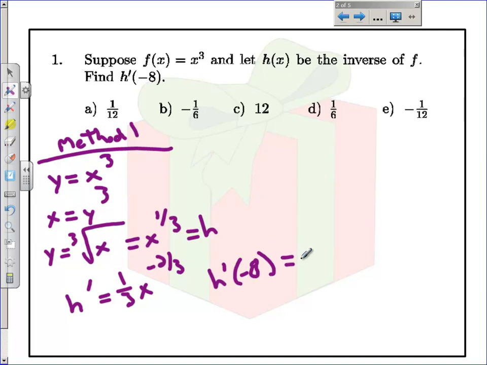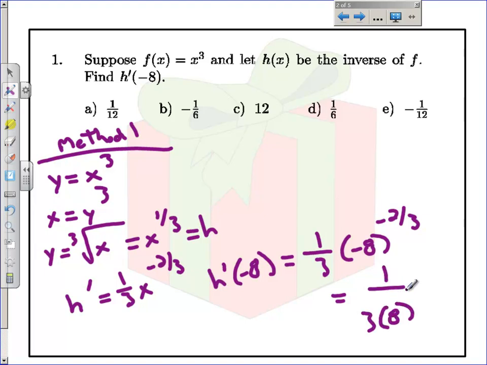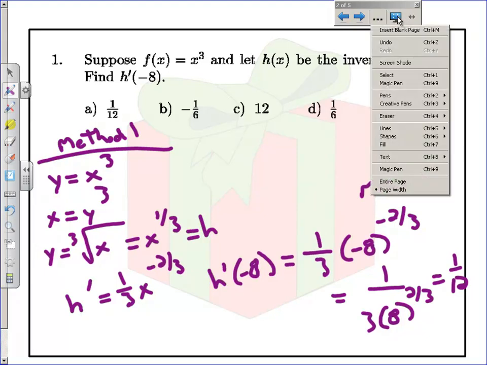This is not the fastest way to do this, by the way. This is the brute force method, which is 1/3 times -8 to the -2/3 power, which is the same thing as 1/3 times 8 to the 2/3 power. And if you remember, this is power over root. The 2 is the power, the 3 is the root. The cube root of 8 is 2, 2 squared is 4, 4 times 3 is 12, so this is 1/12. That was messy, that was ugly, that's not the point of today's lesson. The point is you're supposed to be able to find the inverse's derivative by simply using f. And so that's what we're going to do, is use that formula.